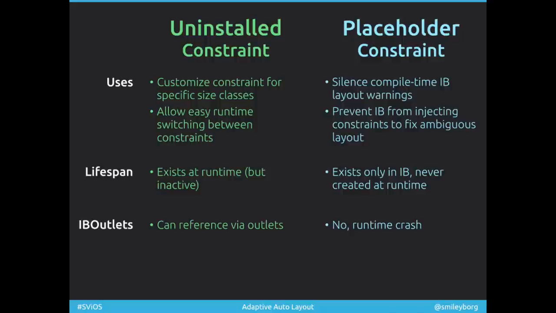Now contrast that to a placeholder constraint. If you try to create an outlet to a placeholder constraint, you actually don't get any warnings when you do that. It'll look like it worked. However, when you run your app, you'll get a crash. It's a runtime exception that gets thrown because placeholder constraints don't exist at runtime and therefore can't be referenced via an outlet. So this is really important.